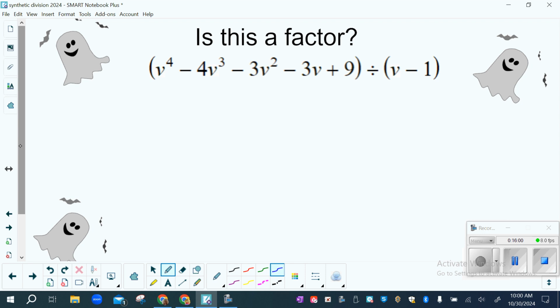So is it a factor? You're doing it so I can see an answer. Write a big giant yes or no. Make sure you go, 4, 3, 2, 1. Let's see if that division is our friend. Fire.